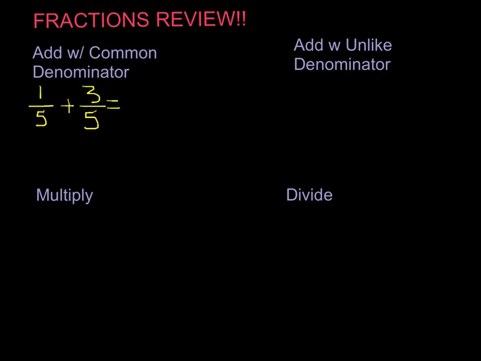If we have the same denominator, so 1/5 plus 3/5, remember you just add the numerators. So 3 plus 1 is 4, and keep the denominator 5, so 4/5. But now, can you remember what to do if you don't have like denominators?